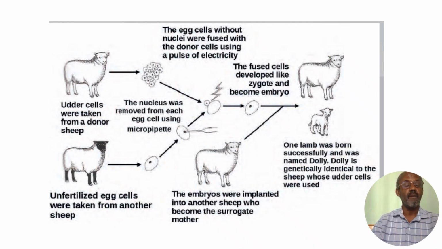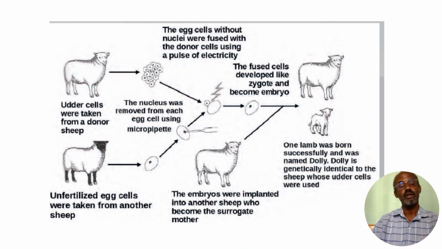The sheep below is the egg donor. From this egg, we take out the nucleus. The sheep at the top, the other cell, is a body cell. From this other cell, we remove the nucleus, and the nucleus of the other cell is inserted into the cytoplasm of the egg from which we have removed the nucleus.